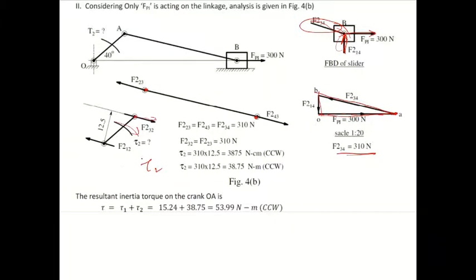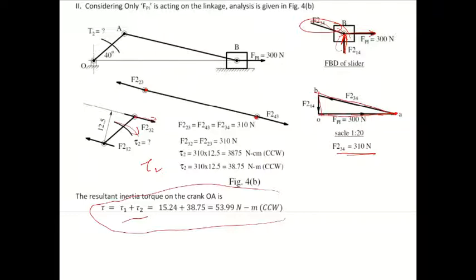In the previous slide you got tau 1. Now you'll get tau 2. Now add both tau 1 and tau 2, you'll get the total, resultant torque. That's all. Problem is over. Very simple. Remember what we studied in static force analysis. Same thing we are going to follow here, but we have inertia force.